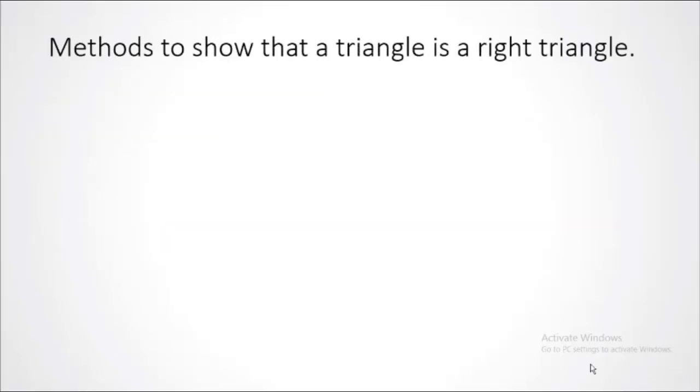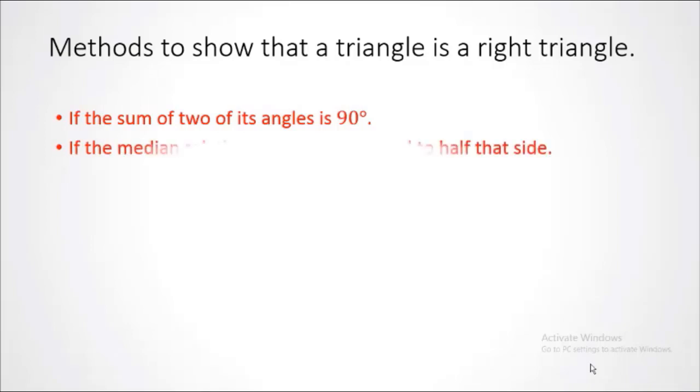Methods to show that a triangle is a right triangle. The first one: if the sum of two of its angles is 90 degrees. Of course, if the sum of two of its angles is 90 degrees, then the third angle will be 90 degrees. Second: if the median relative to one side is equal to half that side. This is the first rule in this chapter.